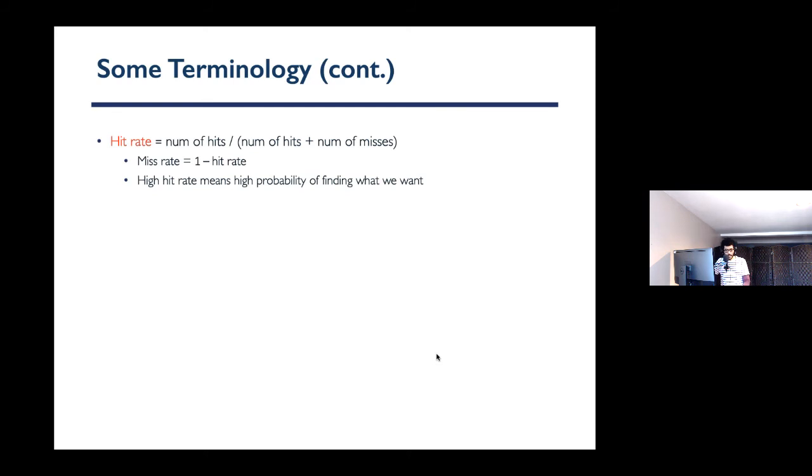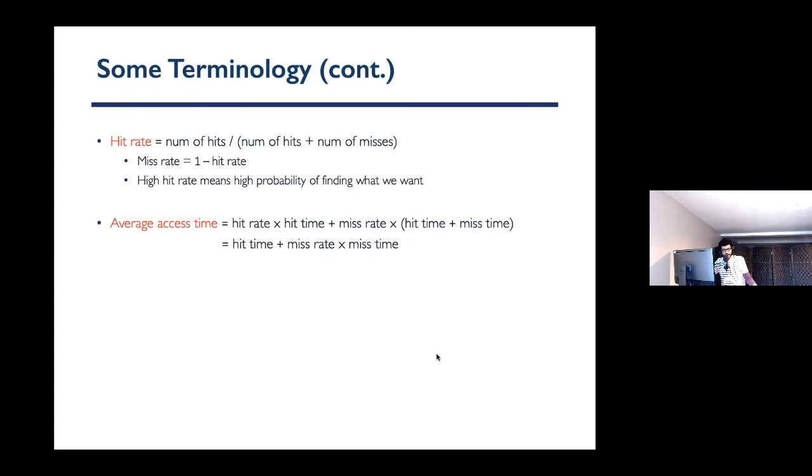Now, some more terminology. Hit rate means the number of hits you get divided by all the memory accesses that you have. So hits plus misses, that's total number of memory accesses. And hit ratio is basically the ratio of hits to all. Now, miss ratio is 1 minus hit rate, obviously.